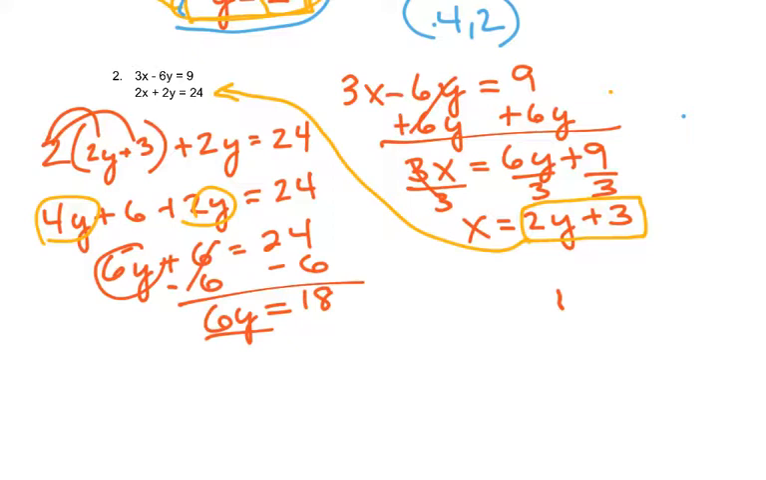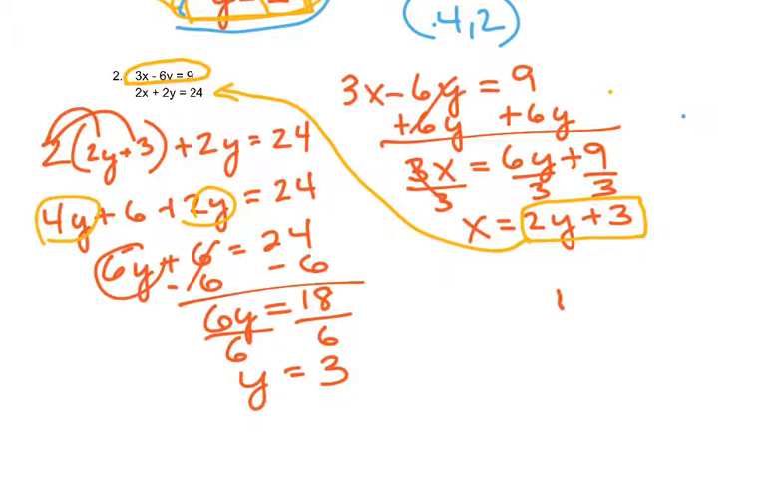There we go. Divide both sides by 6, and we get y equals 3. Okay, so now we need to take that, y equals 3, and plug it back in. So I'm going to plug it back into the first one, 3x minus 6y equals 9. You can plug it into either equation, it doesn't matter.